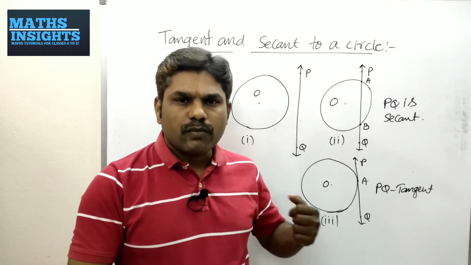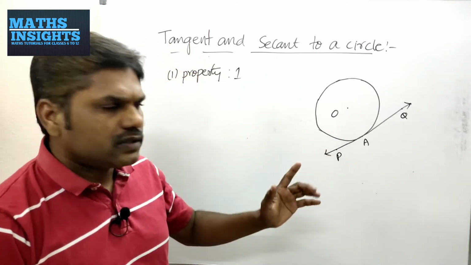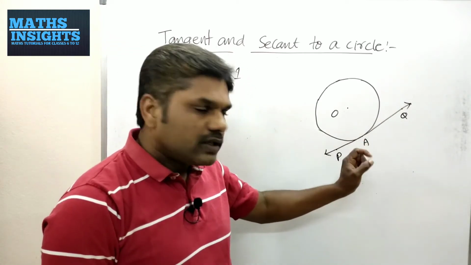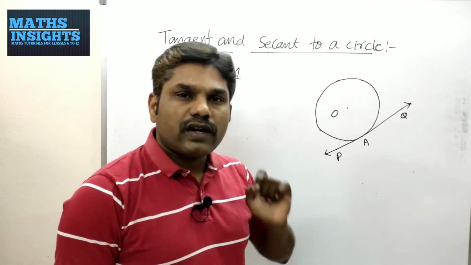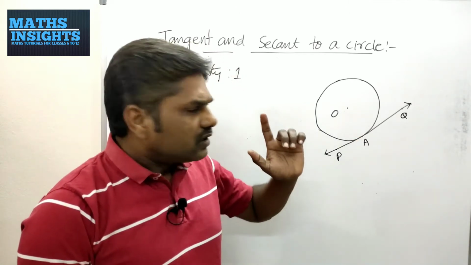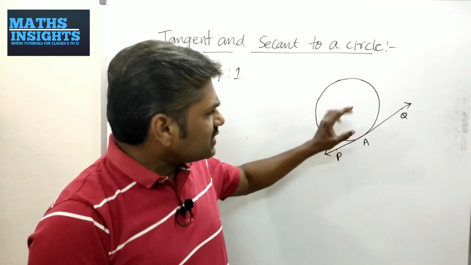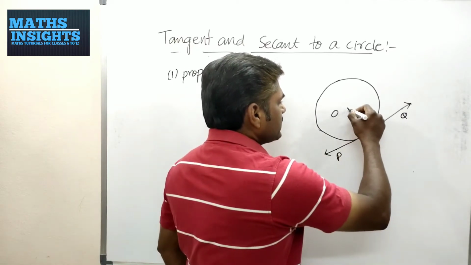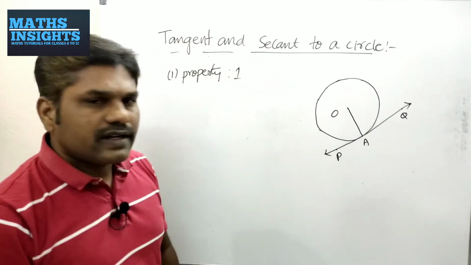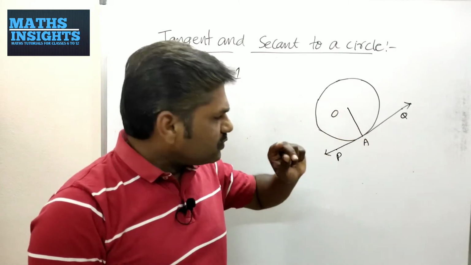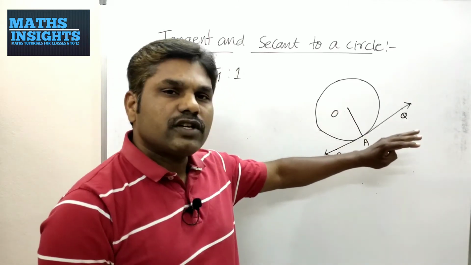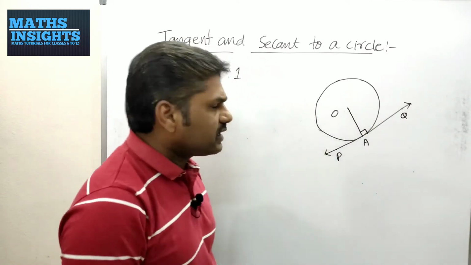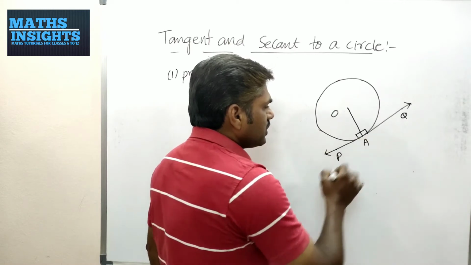Based on different properties, we will solve different types of problems. Now I will discuss the properties. The property 1 says that PQ here is a tangent and the point A is the point of contact. If you join the point O, which is center of the circle, to the point of contact, you will call it as a radius. This radius OA is perpendicular to the tangent PQ. See, you may observe that this is 90 degrees and this is also 90 degrees.